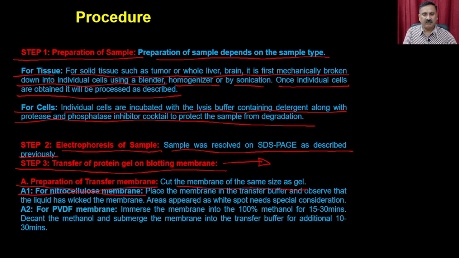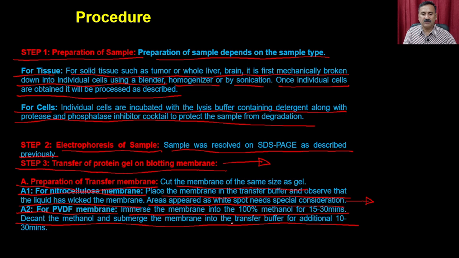For nitrocellulose membrane, place the membrane in the transfer buffer and observe that the liquid has wicked through the membrane. Areas that appear as white spots need special consideration. Then for the PVDF membrane, immerse the membrane in 100% methanol for 15 to 30 minutes. Decant the methanol and submerge the membrane in transfer buffer for an additional 30 minutes.